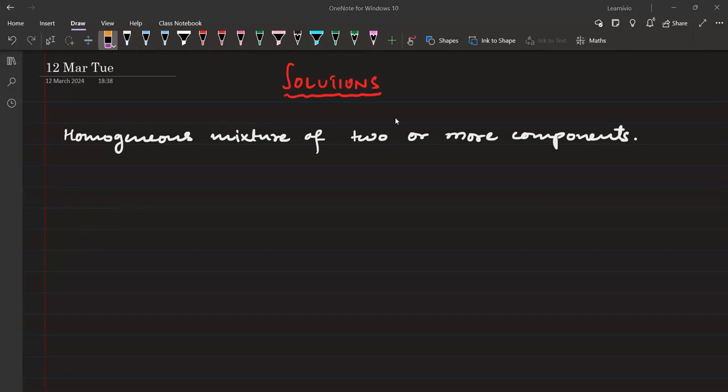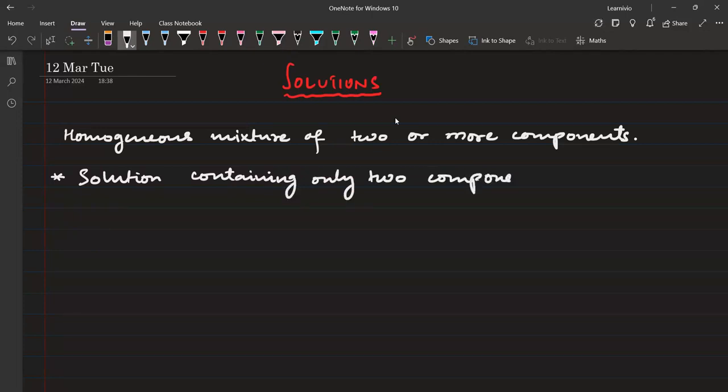Okay. Now, you have to study in detail those solutions which have only two components. A solution containing only two components is called binary solution. It's called binary solution. What may be these components called?